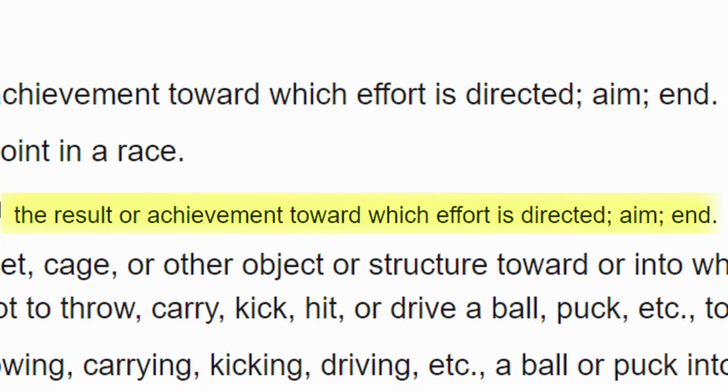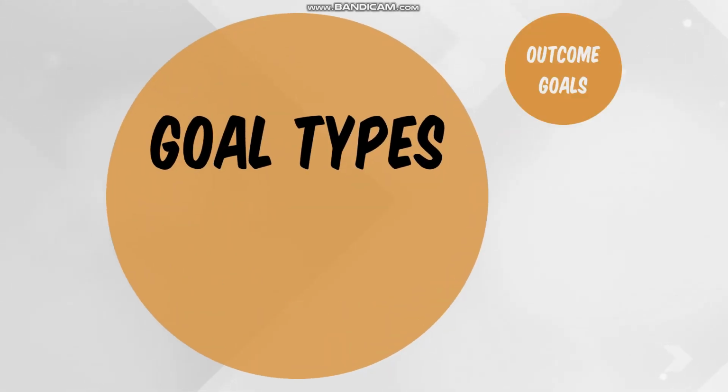Let's start by defining a goal. A goal is the result or achievement toward which effort is directed. So here we can see that this definition consists of two things. One, the result, and two, the effort that's needed. So we can look at goals through two different factors. First, we can look at them from their duration. That would be the difference between short and long-term goals, which we're going to cover next video. Secondly, we can look at them from their type. We can break goals down into three different types. We have outcome goals, performance goals, and process goals.